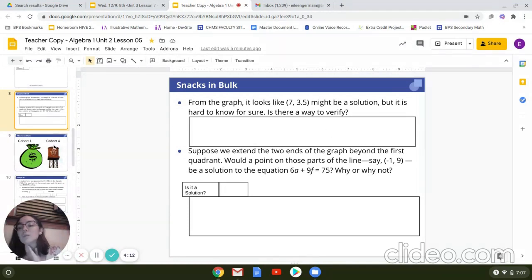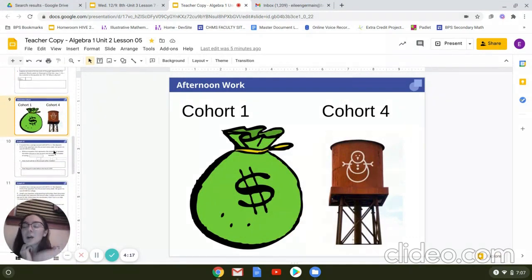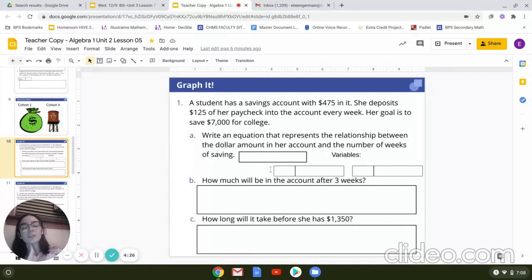Okay, so now we're moving into today's activity. I know that was a little bit of an opening, but I really wanted to hit again what we did in class, because this activity is going to build right on it. You clicked on your cohort number with your video link, and we are given a scenario, and we need to write an equation that represents the relationship between the amount of dollars in their account and the number of weeks of savings. A student has a savings account with $475 in it. She deposits $125 each week.